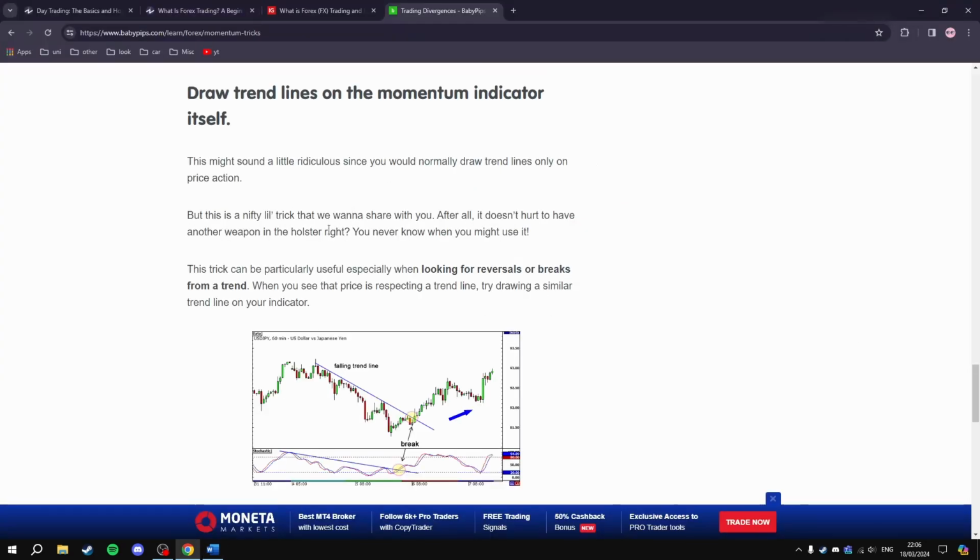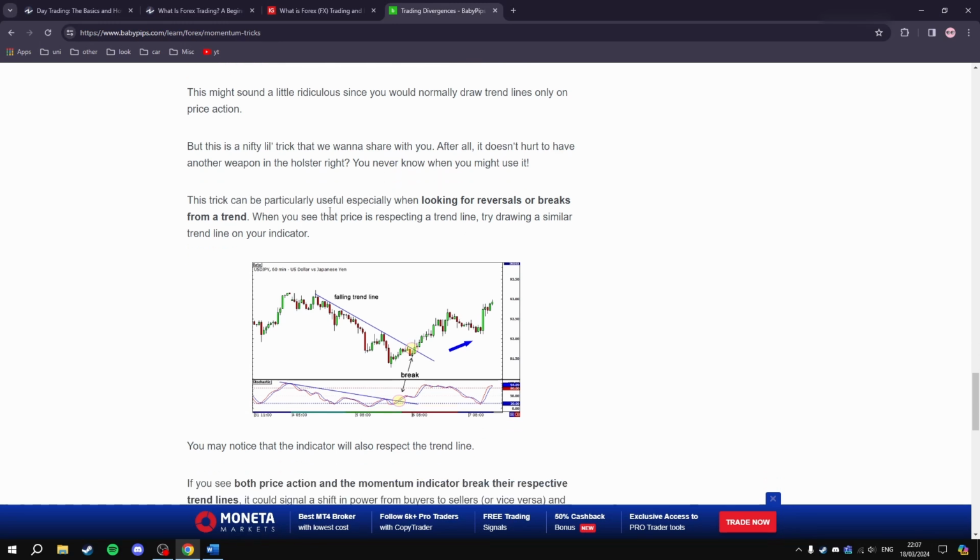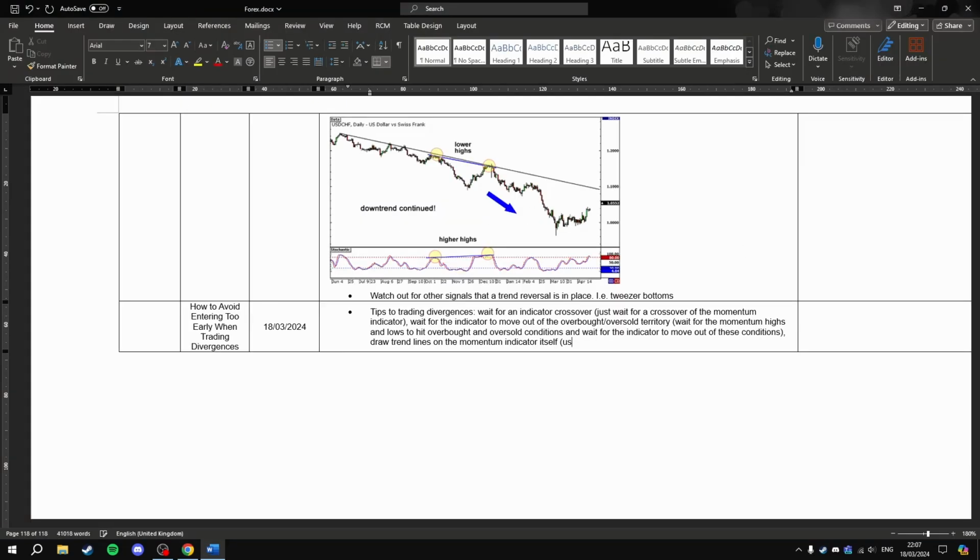This might sound a little ridiculous since you would normally draw trend lines only on the price action, but this is a nifty little trick that we're going to share with you. After all, it doesn't hurt to have another weapon in the holster, right? You never know when you might use it. This trick can be particularly useful, especially when looking for reversals or breaks from a trend.